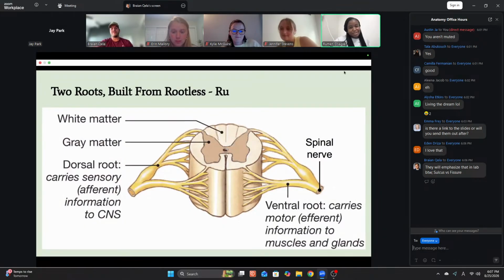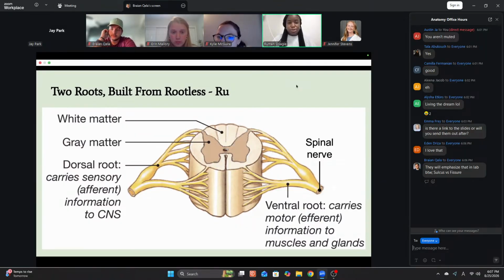So we're gonna be talking about the spinal nerves. All right. So I'm a visual learner. I feel like a lot of people are visual. So I just have the picture here, and I'm just gonna explain to you what's happening. And I do have the words on the next slide if you need that to refer back to.